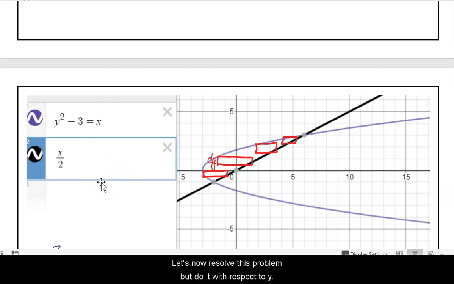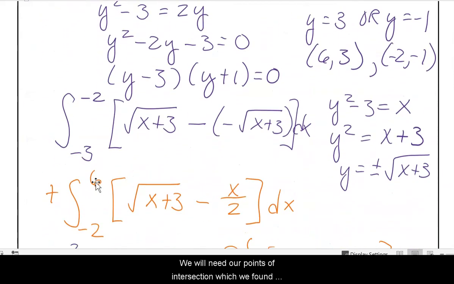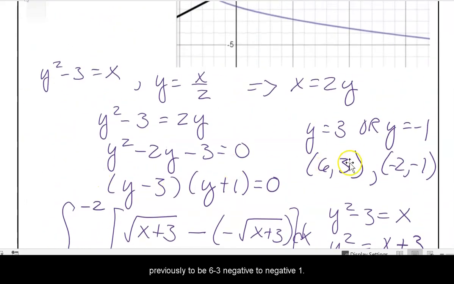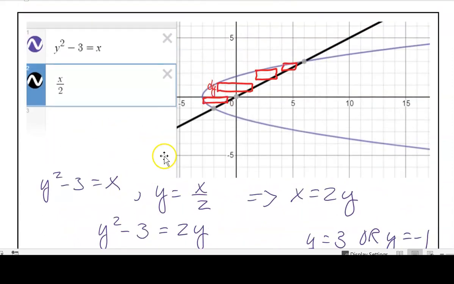Given that we have this expression here, which is already solved for x, it's going to be dead easy. Let's now resolve this problem, but do it with respect to y. We will need our points of intersection, which we found previously to be (6, 3) and (-2, -1), and for the vertex of the parabola to be at (-3, 0). Since it's on the x-axis and the y value there is 0, we get x is -3 on the parabola.